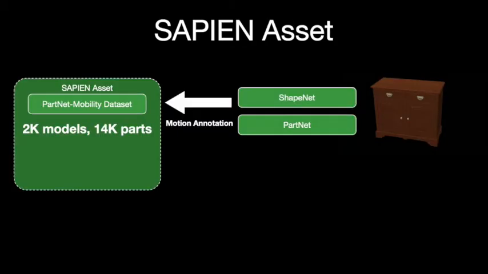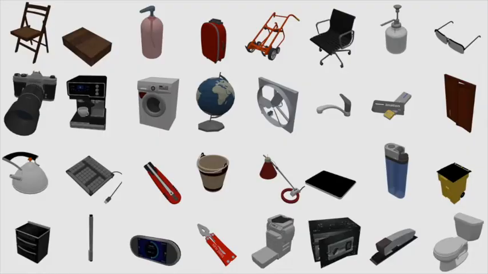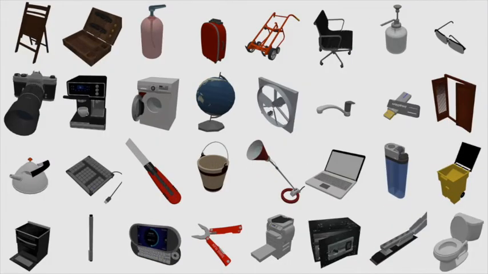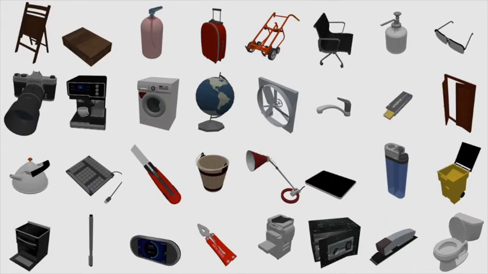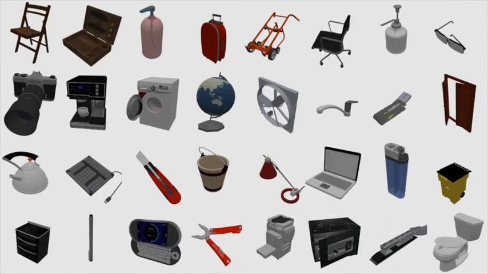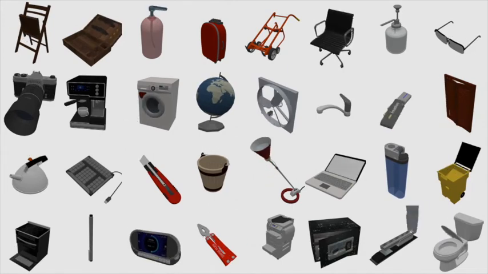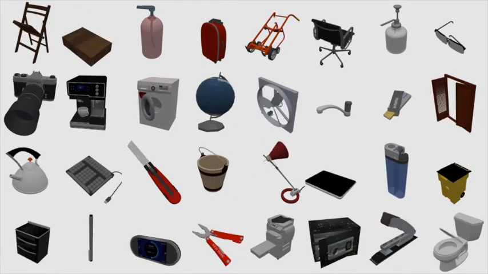With the environment, we still need objects for robots to interact with, so we provide the PartNet-Mobility dataset, which is the first adaptation of the ShapeNet and PartNet datasets to include more than 2K models and 14K movable parts.